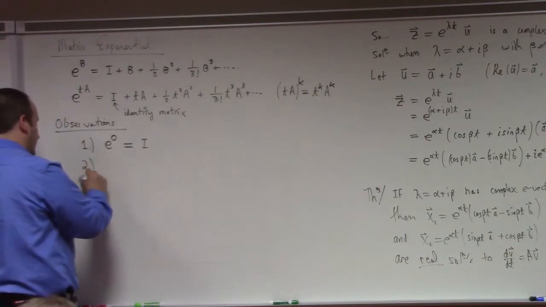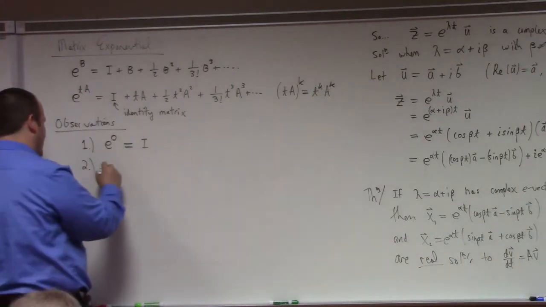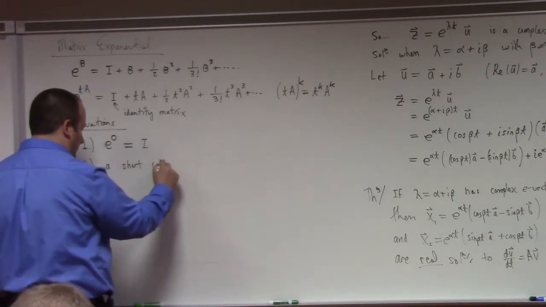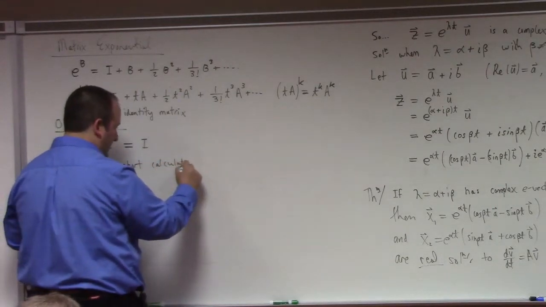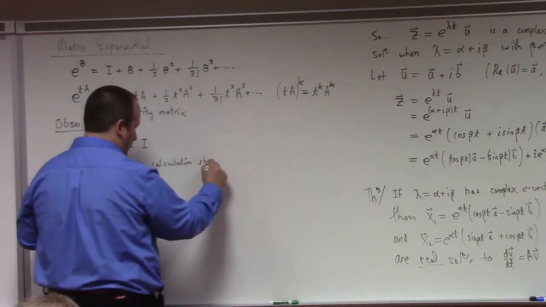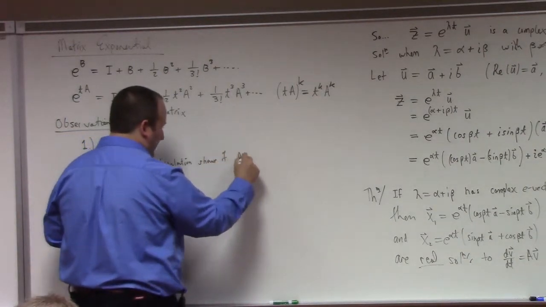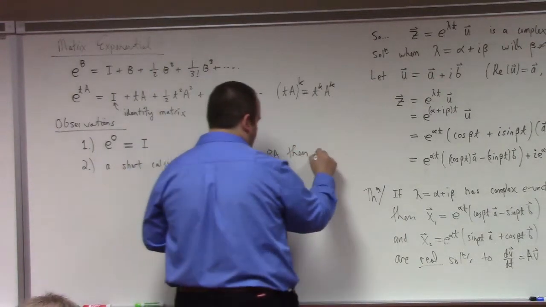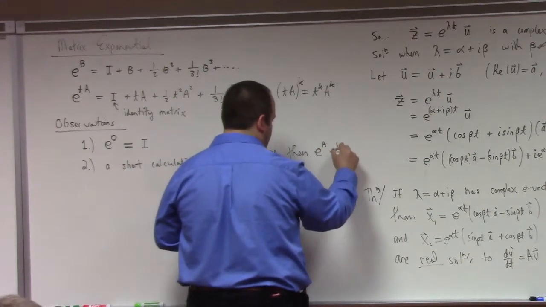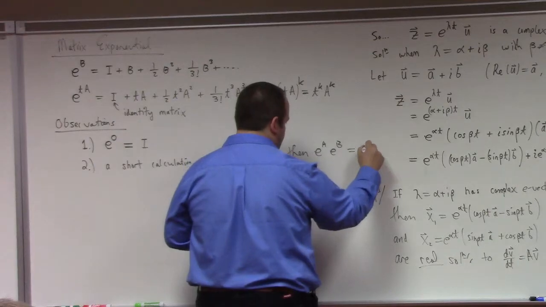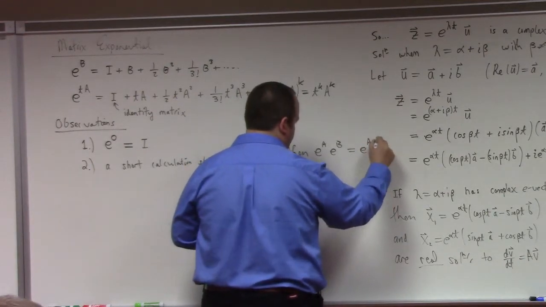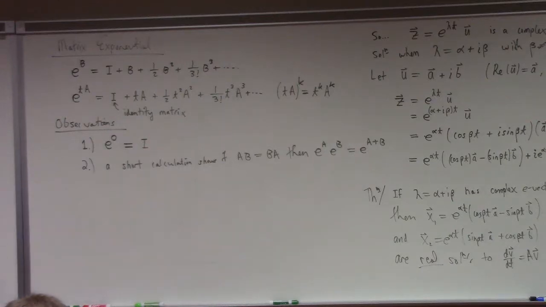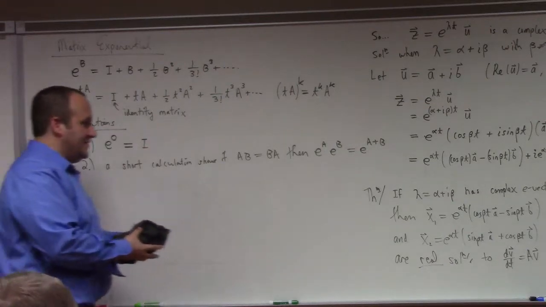Number two, and this is not entirely obvious, a short calculation shows that if AB is equal to BA, then e to the A times e to the B is, guess what, e to the A plus B. To quote a certain ninja, believe it.